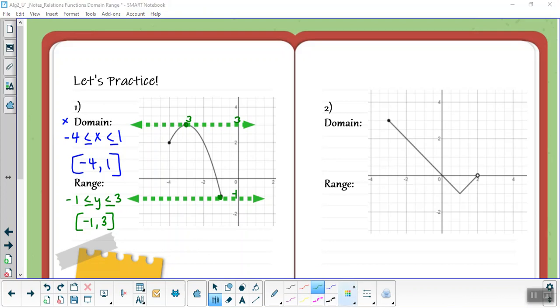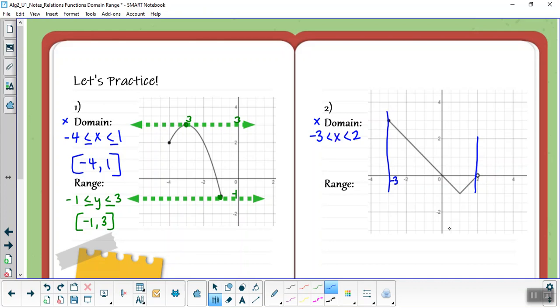All right, let's look at number 2. So let's start with domain. Domain are my x values. So looking left and right, looks like the farthest left and then the farthest right. The farthest left is -3. My less than signs. Farthest right is +2.